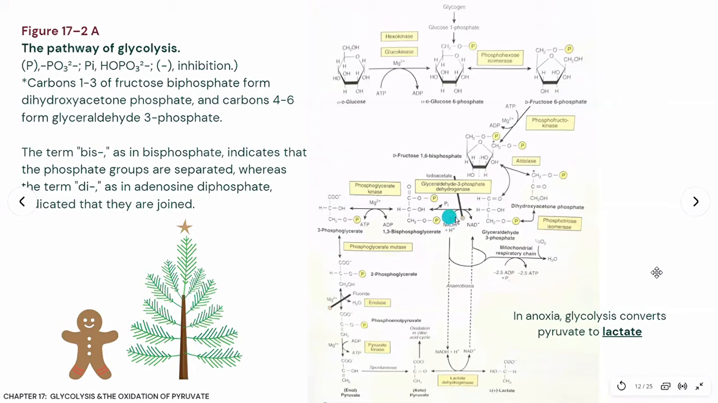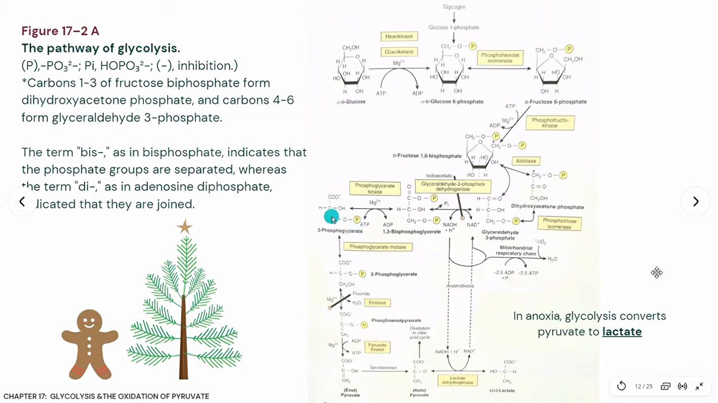Then you have, now this enzyme does not only oxidize, but also adds a phosphate there, so that the product now becomes 1,3-biphosphoglycerate. This is a high energy compound. This phosphate now has a high energy, so that in the presence of ADP, it now becomes ATP. So that phosphate is here already now in your ATP, and you have phosphoglyceric acid, 3-phosphoglycerate, and this is transferred.